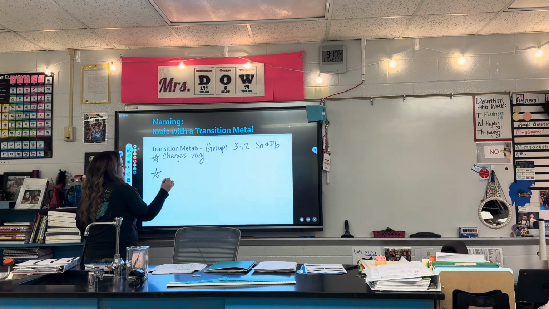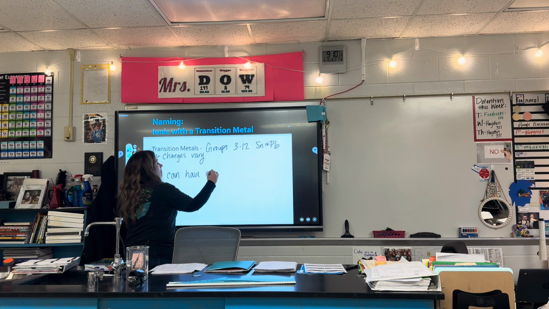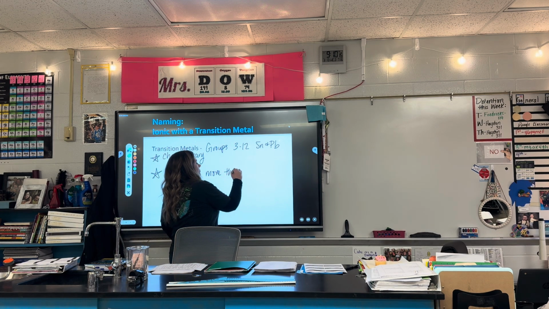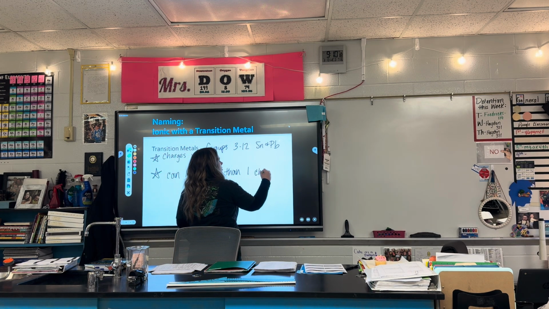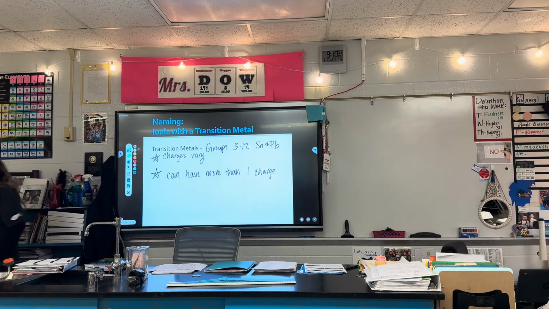We also need to add that they can have more than 1 charge. I think that's all we're going to put on that slide because I have another slide.